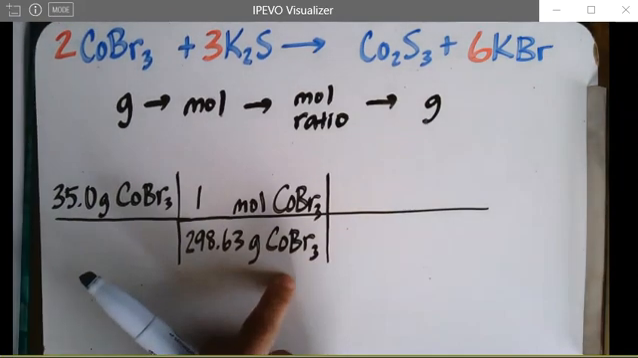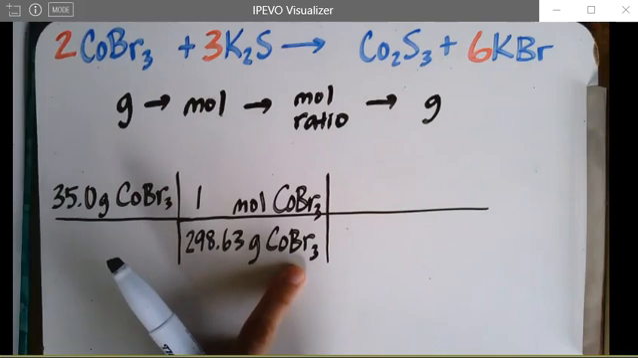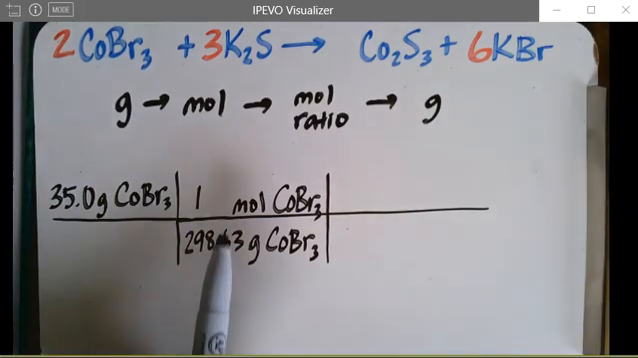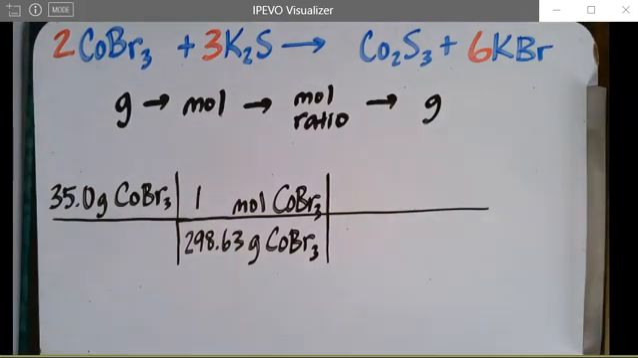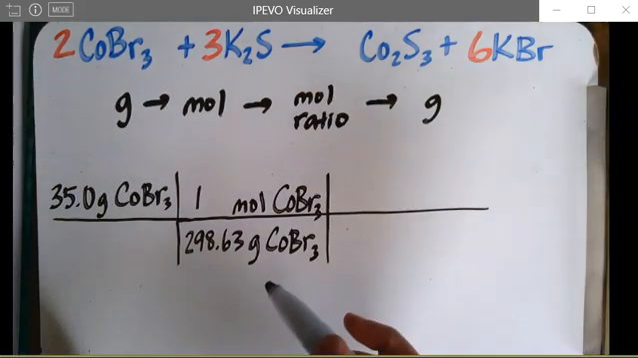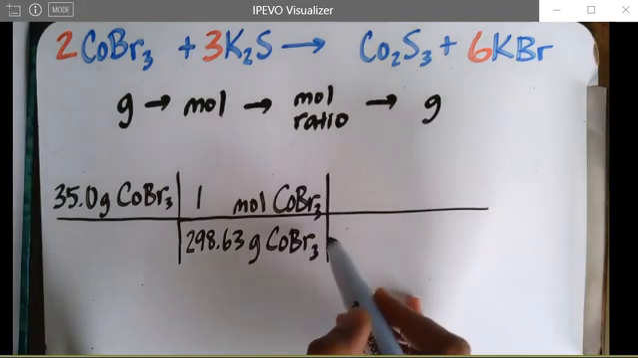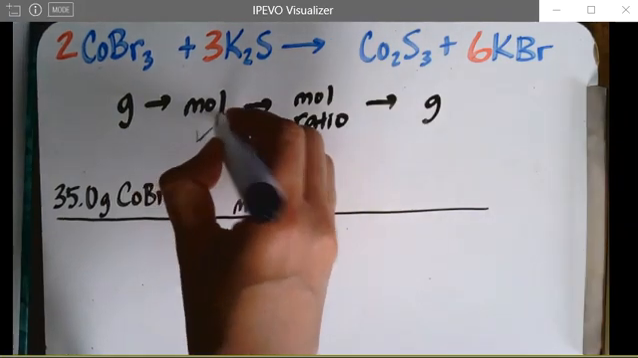bromines here, you would know to multiply that by its molar mass of 79.90 and then add that to the mass of cobalt, which is 58.93. We're going to round all of our masses to the hundredths place. That's how many grams are in 1 mole of cobalt-3 bromide. So we have successfully converted grams of cobalt-3 bromide to moles of cobalt-3 bromide in this step. So the first step is done.